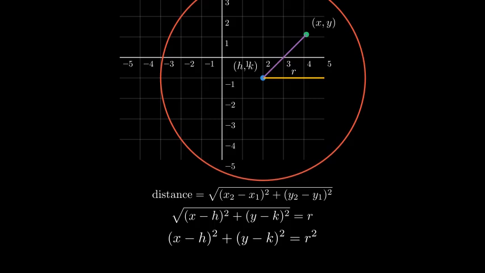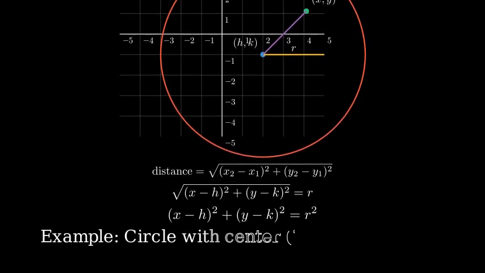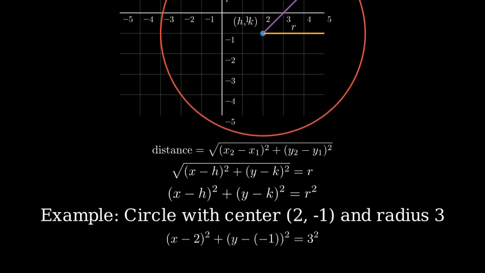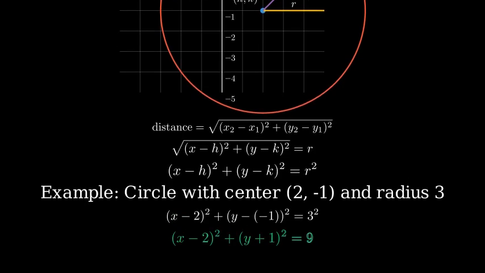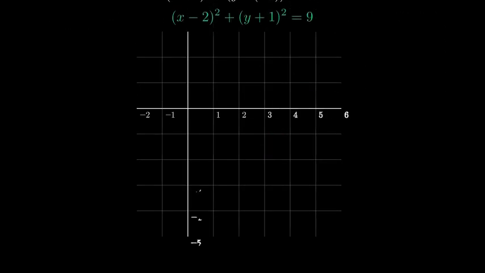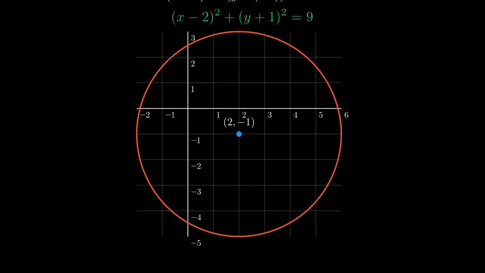Let's see an example of a circle equation. Find the equation of a circle with center at (2, -1) and radius 3. Using the standard form, we substitute h equals 2, k equals -1, and r equals 3. This gives us (x minus 2) squared plus (y plus 1) squared equals 9. Here's what this circle looks like in the coordinate plane.